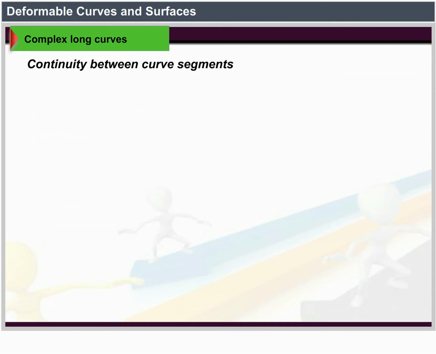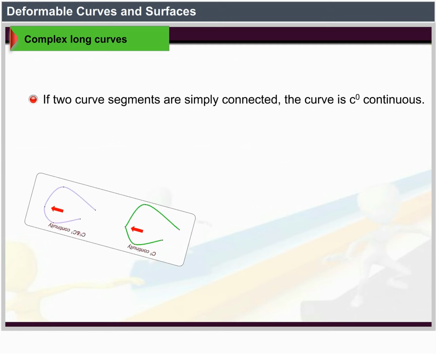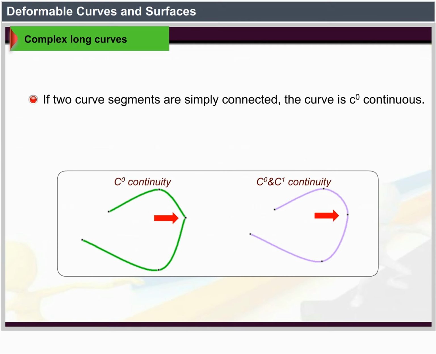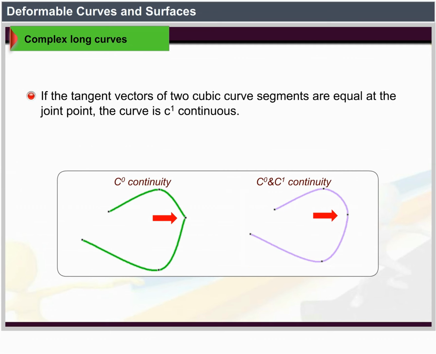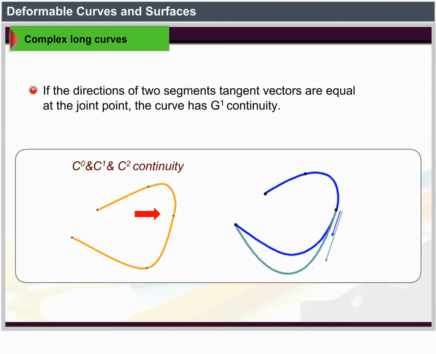Continuity between curve segments. If the direction and magnitude of d to the power n x of t divided by dt to the power of n are equal at the joint point, the curve is called Cn continuous. If two curve segments are simply connected, the curve is C0 continuous. If the tangent vectors of two cubic curve segments are equal at the joint point, the curve is C1 continuous. If the directions of two segment tangent vectors are equal at the joint point, the curve has G1 continuity.